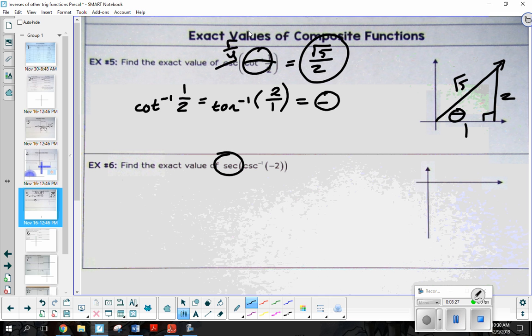Now, if it were, say, reversed, if it was cosecant inverse of secant of 2, and I don't even know if that would provide an answer, but if it did, the final answer here would be an angle measure because the outside trig function is an inverse this time. Okay. But this one's going to give you a ratio, just like number 5.